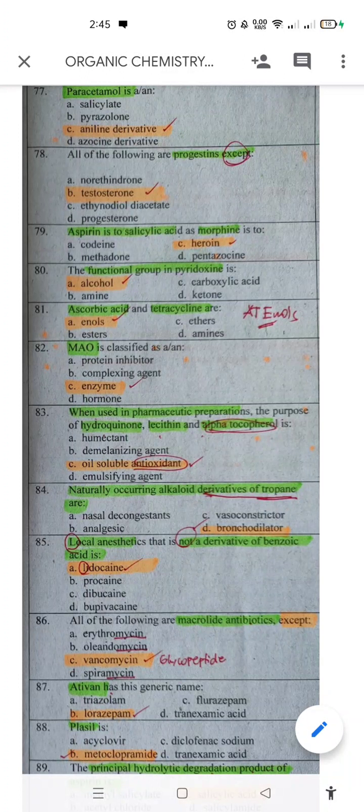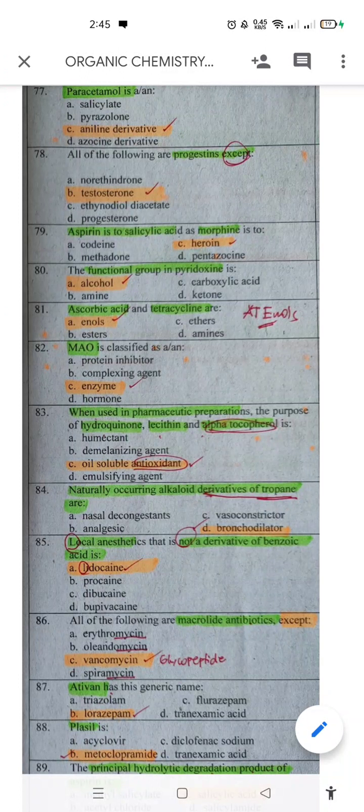78. All of the following are progestins except testosterone. Progestins are progesterone, ethinyl diacetate, norethindrone, norgestrel, megestrol acetate. These are the compounds that have biological activities similar to progesterone.